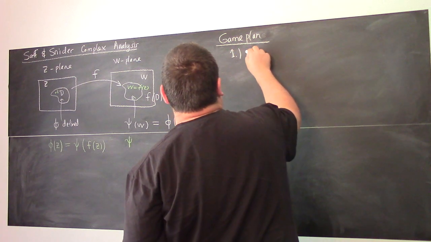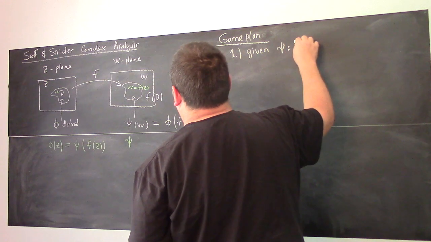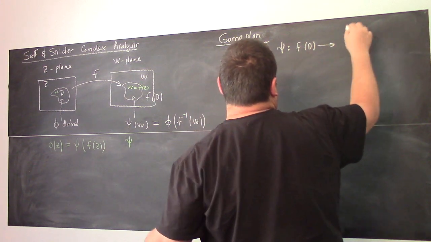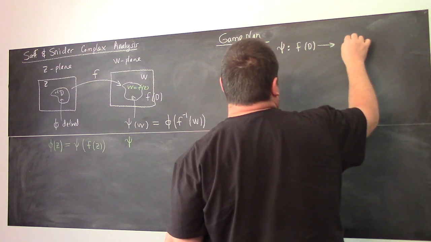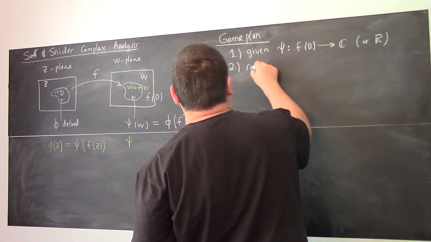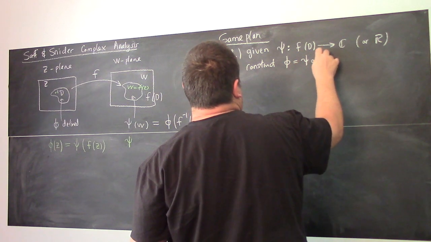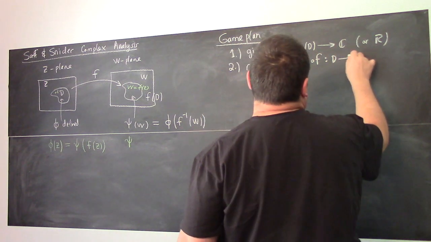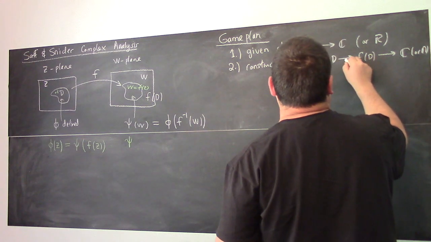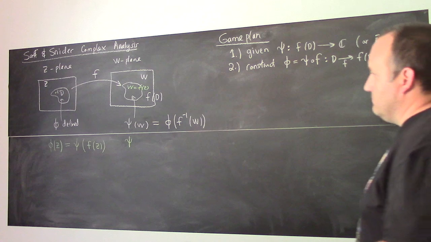One, we're given or construct psi, which is a function from some subset, from f of d, let's say, to whatever, it could be C, it could be R. Then two, construct phi equal to psi composed with f. So that goes d to f of d back to C or R. That's the idea.